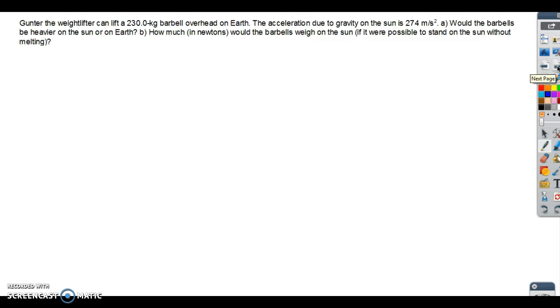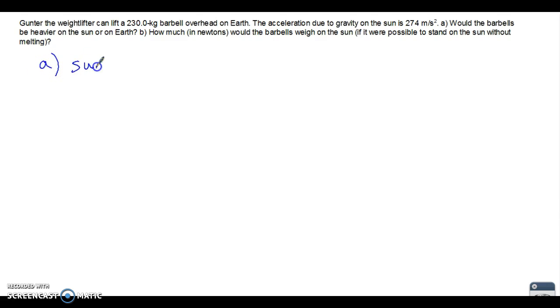Number two, we have Gunter, and he's a weightlifter. He can lift a 230 kilogram barbell overhead on Earth. Acceleration due to gravity on the Sun is 274 meters per second squared. Would the barbells be heavier on the Sun or on the Earth? Well, A, of course, the weight would be heavier on the Sun.